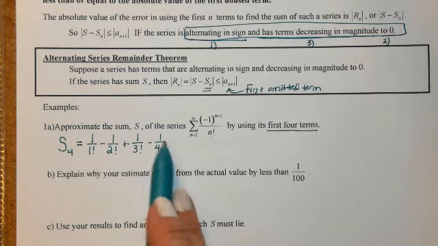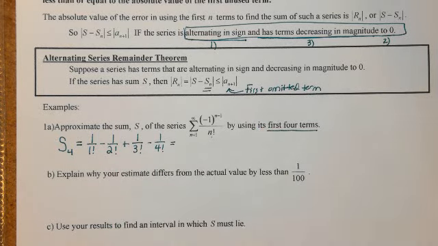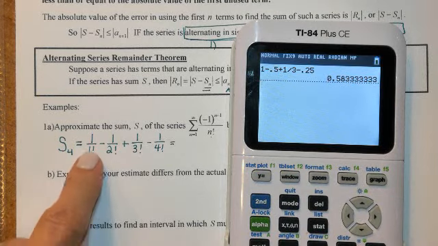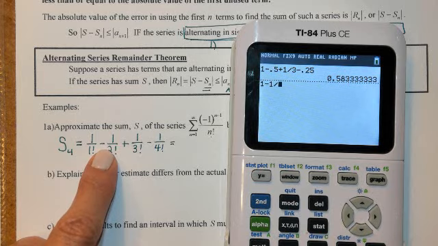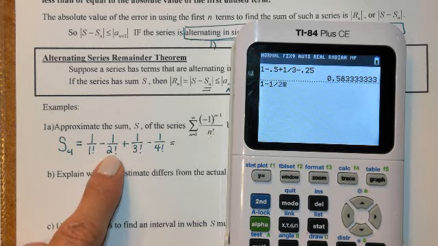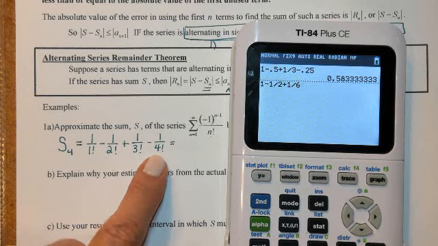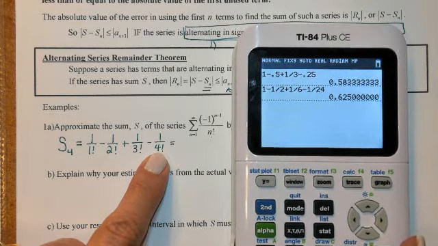This would be a safe stop spot, but I'm going to go ahead, just for the sake of notes, and find out what this is as a decimal, an approximation. So this is 1 minus 1 over 2 factorial. 2 factorial is 2, plus 1 over 3 factorial. 3 factorial is 6, minus 1 over 4 factorial, which is 24. So this gives us 0.625.